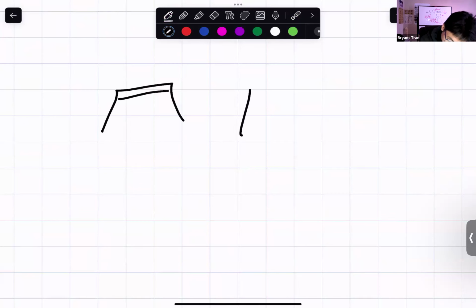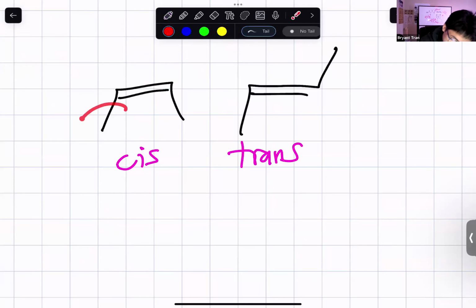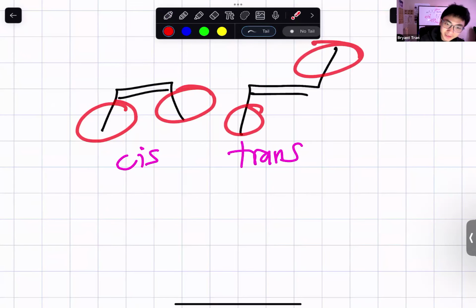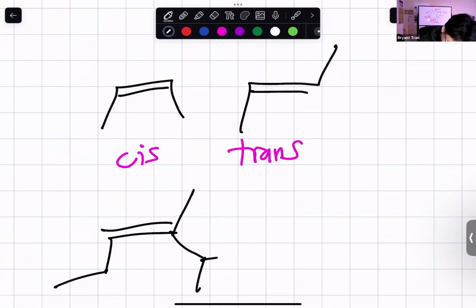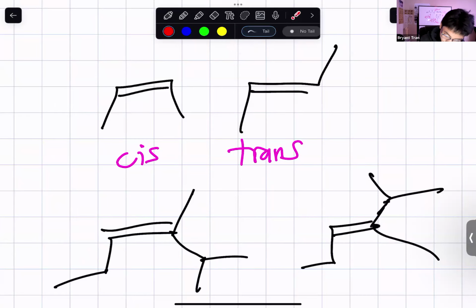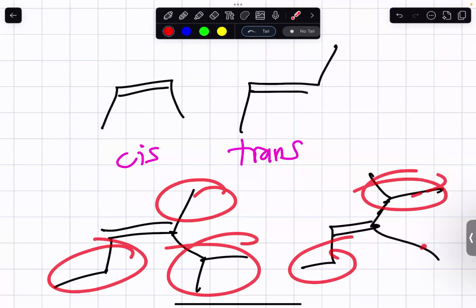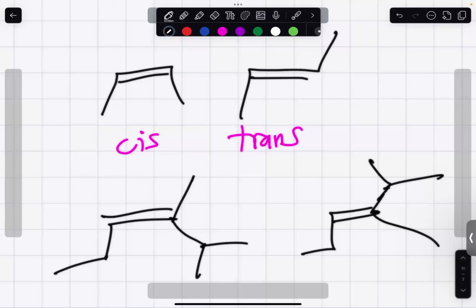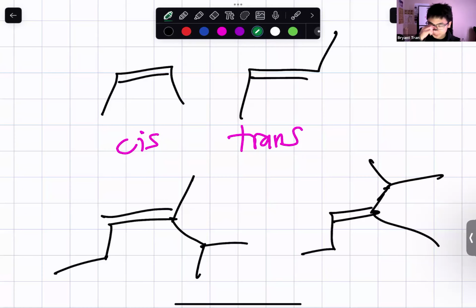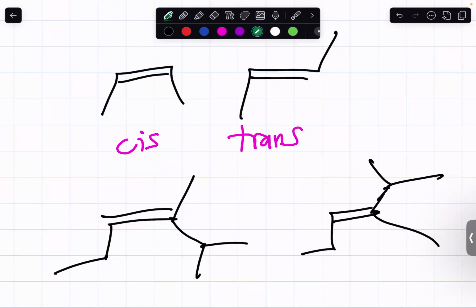Cis and trans only work with 2 substituents. This is cis, this is trans, and we can say that because there's exactly 2: 1, 2, 1, 2. But if you have something like this, we cannot say cis or trans because there's 3 substituents now. Yeah, I was wondering about that because I was looking at more complicated alkenes and I was like, how would we tell if it's cis or trans or E or Z if you can't really tell if they're symmetrical or not.